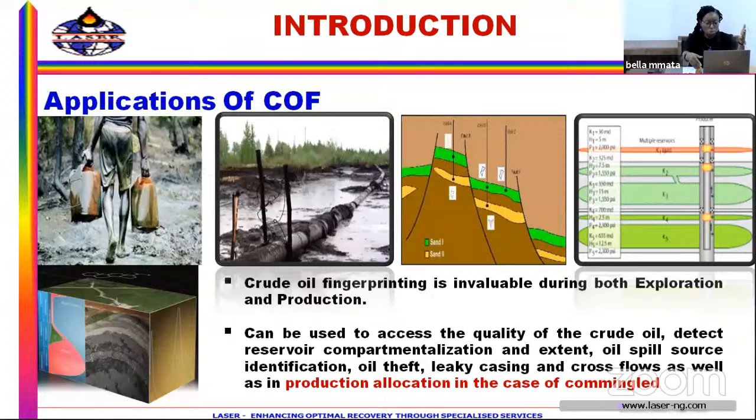And of course, we can also use it to find out if there is an oil spill. Like this morning, I heard about a community in Ekpe, where there is an oil spill. So we can use fingerprint to be able to say, oh, this is the source where this spill is coming from. And even when we have oil theft, mystery spill, fingerprint comes in very, very handy for these purposes. So whether it's for leaking casing or cross-flow, fingerprint is a unique technique to use. So today we'll be discussing one of those applications, which is production allocation in the case of commingled fluid.